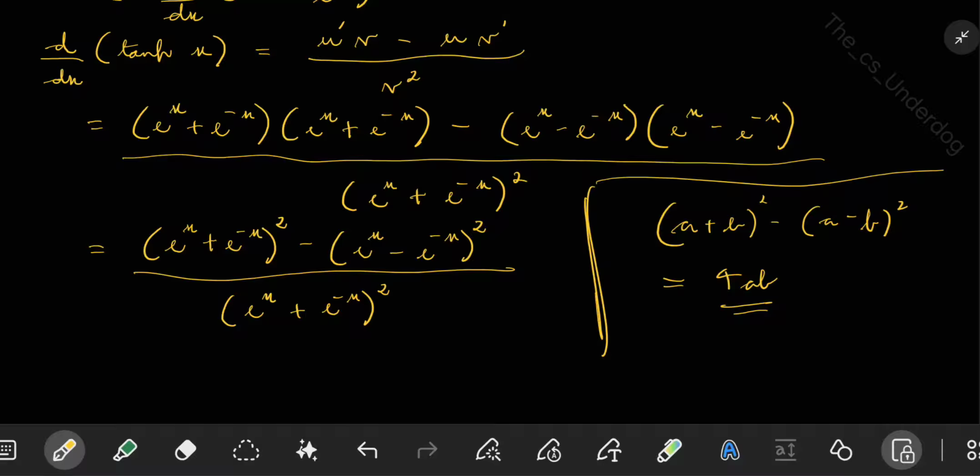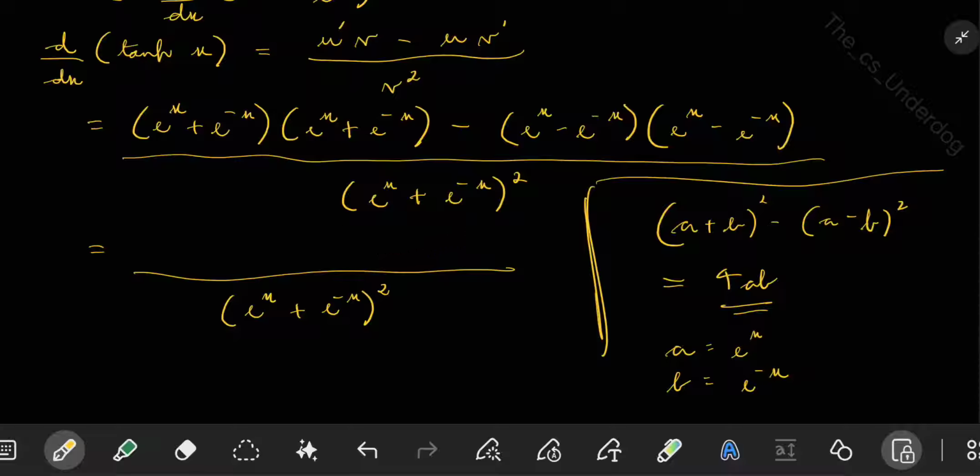What is a here? A is your e power x and b is your e power minus x. What I'm going to do is remove this and instead write 4ab, which will be 4 into e power x into e power minus x. Now if you see, e power minus x is 1 by e power x. So e power x into e power minus x will also get cancelled out. Effectively, this will simply be 4 divided by (e power x plus e power minus x) the whole square. This is what you got now.